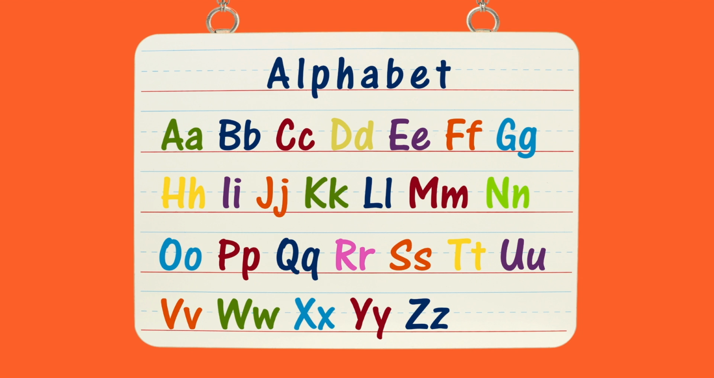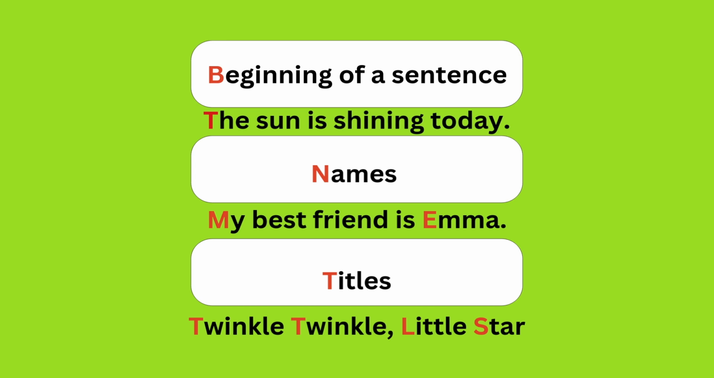Upper and lowercase letters. Uppercase letters, also known as capital letters, are big and tall, while lowercase letters are short and small. Uppercase A, lowercase a. Uppercase letters are usually found at the beginning of the first word of a sentence, at the beginning of names, and the first letter in the words of a title. Let's take a look.